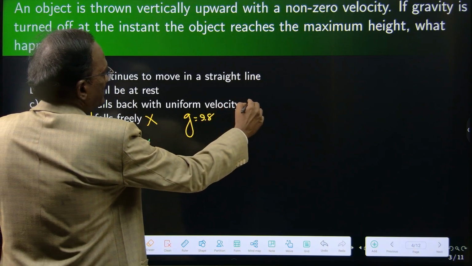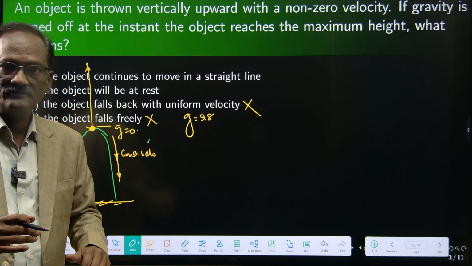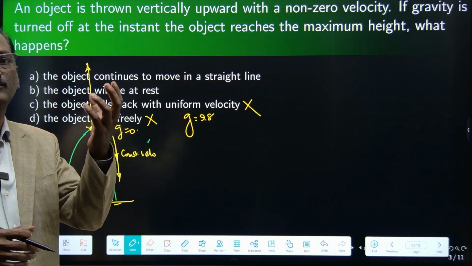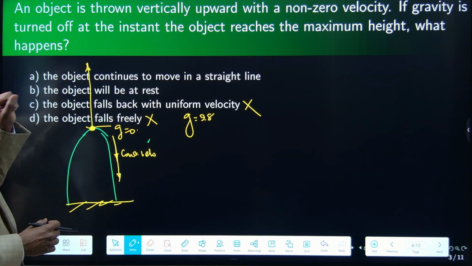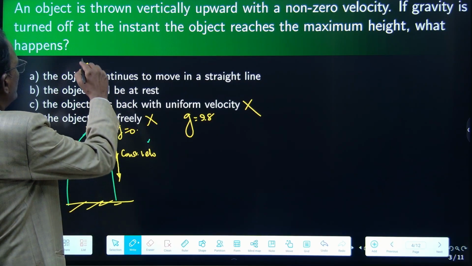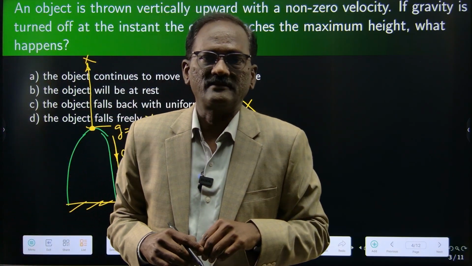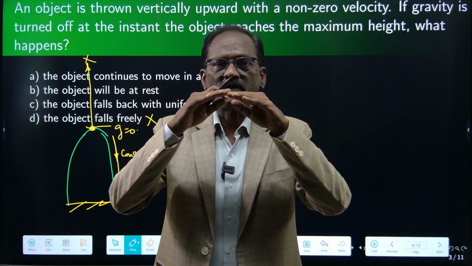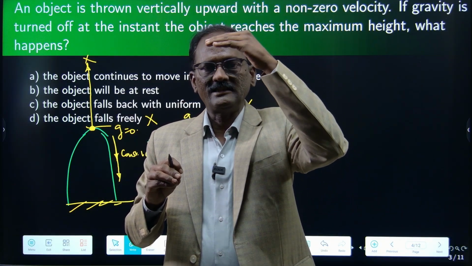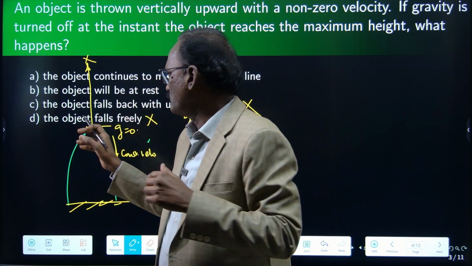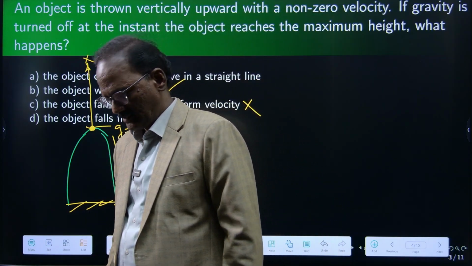Definitely these two will not be the right answers because g is 0. If the object has to come down, g must be there. Actually, g is pulling the object, right? So options C and D are wrong. Either A or B. The option 'the object continues to move in a straight line' will not be the right one, because already it has reached the maximum height. There is no possibility for the object to go beyond its maximum height. It can go up to this level, so it will be at rest. Option B is the correct answer, right?